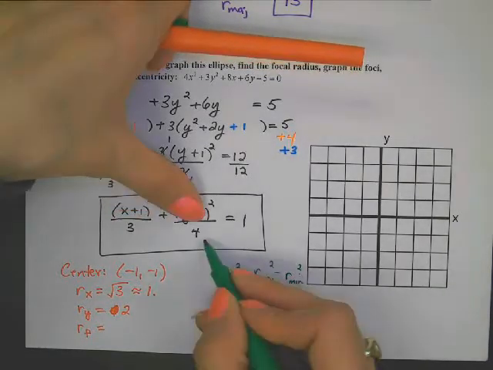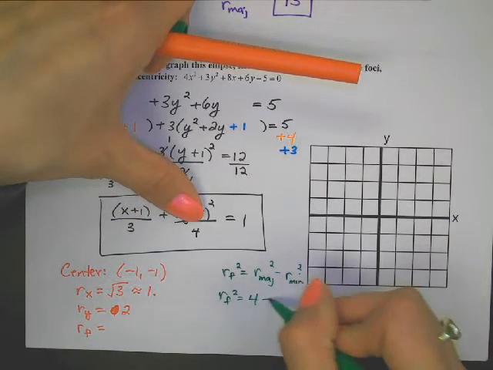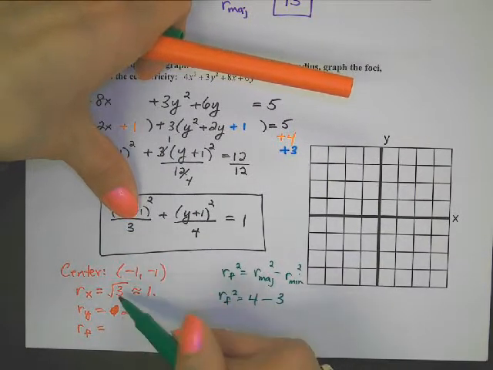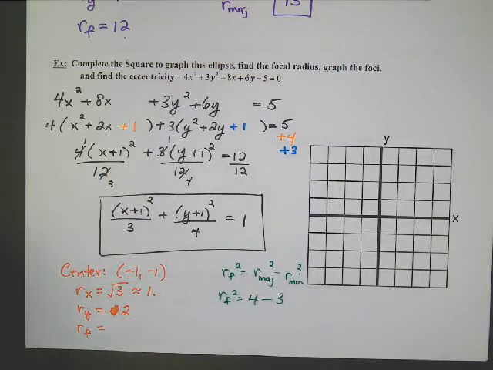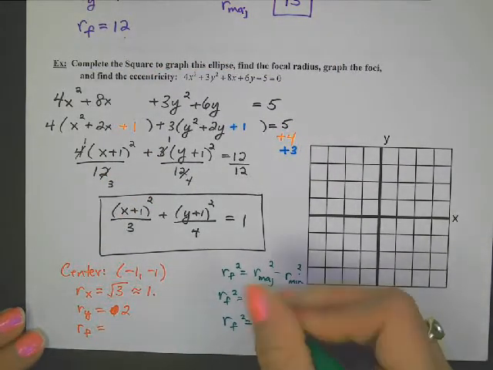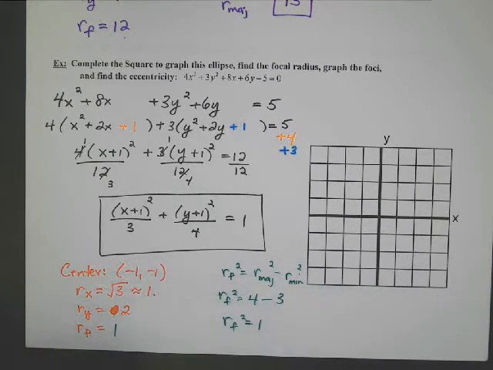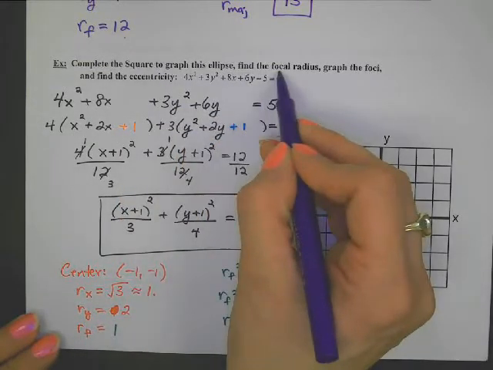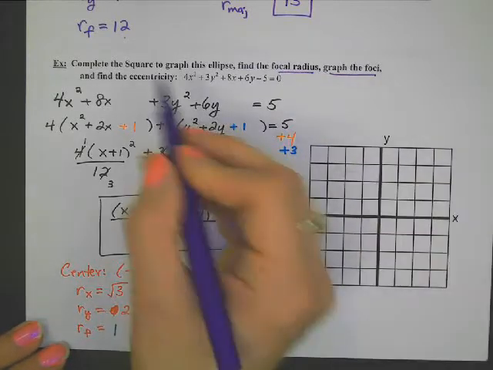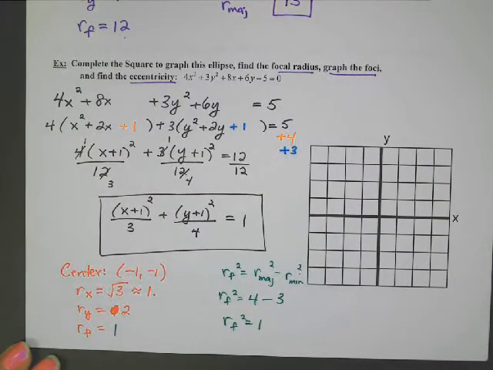The major one would be the 4 minus the minor one, which would be the 3. I like to look right there in the problem. Some people like to look at these and square them. Okay, so the focal radius squared is 1, which means r sub f is 1. Okay, we also want to find the focal radius. Got it. I have to graph the foci. I will. Oh, and find eccentricity.